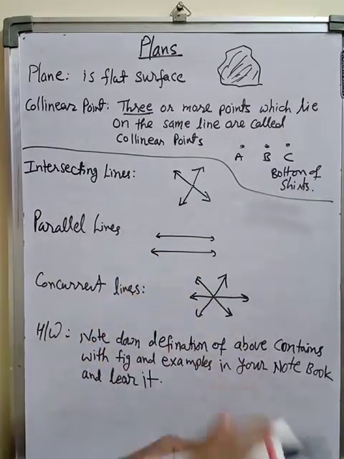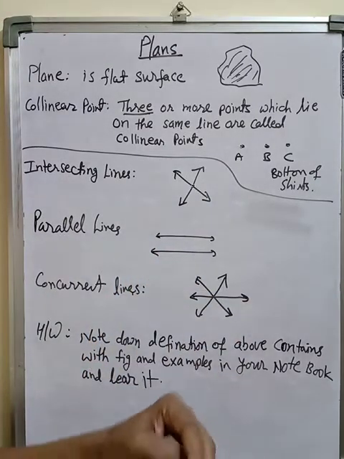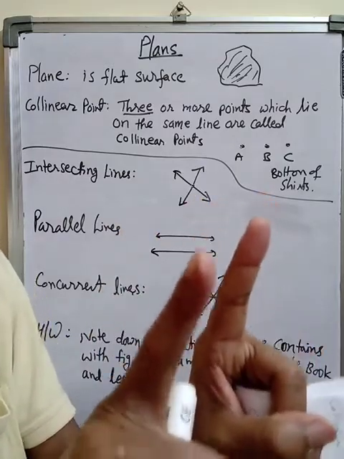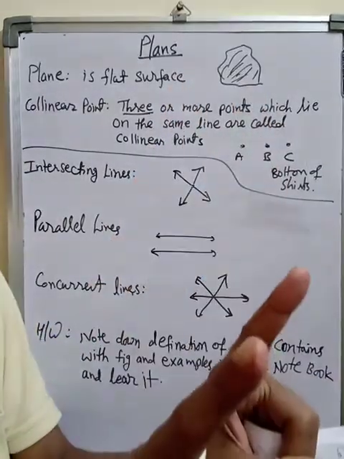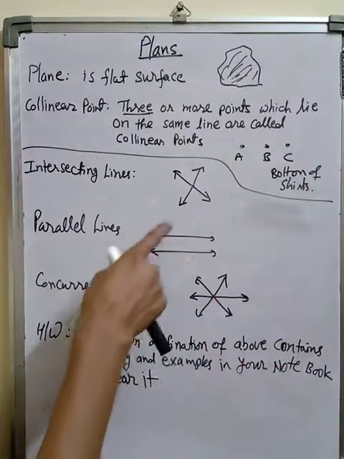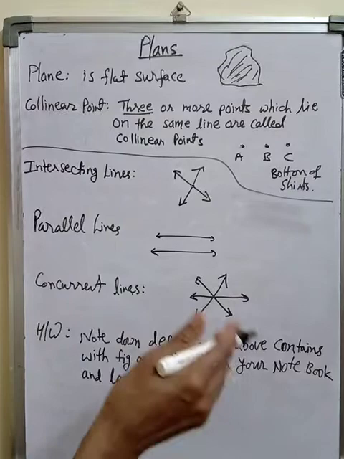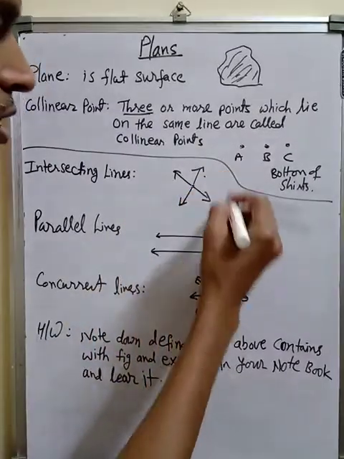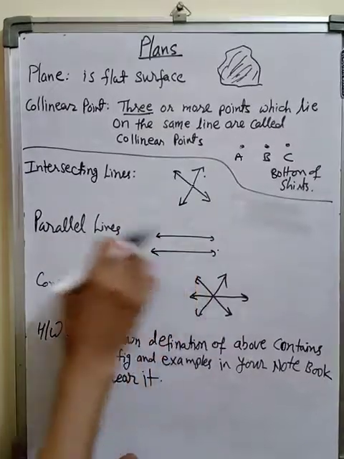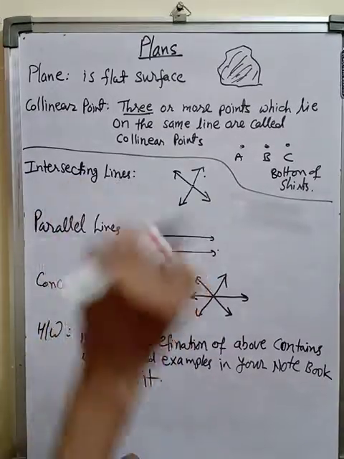Parallel line. Two lines, when you see these two fingers, when we extend them they also do not cut. So these two are not intersecting line. These are parallel line. So two lines are called either intersecting or parallel. If they cut each other then intersecting. If they don't cut then this is called parallel line.